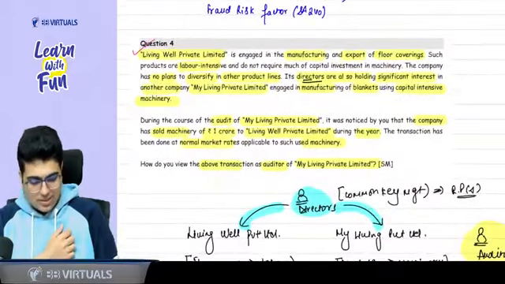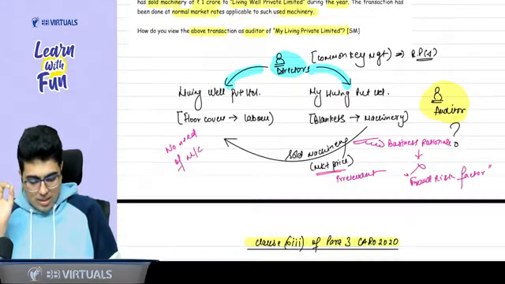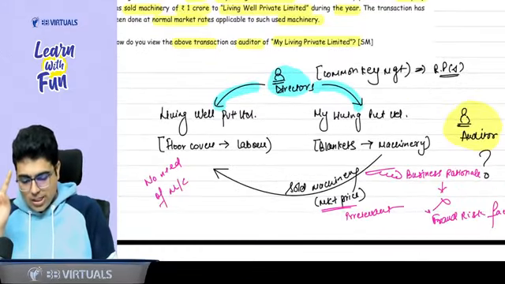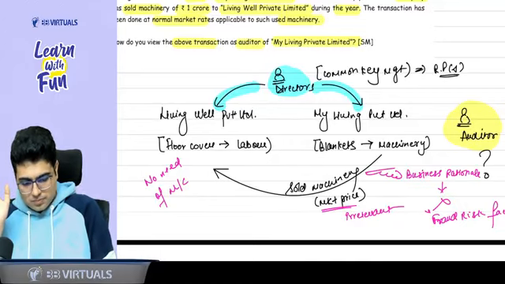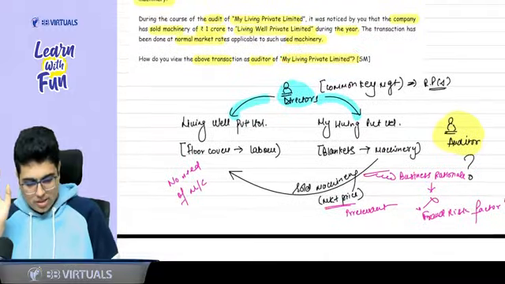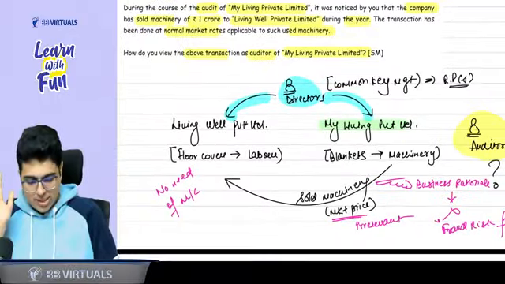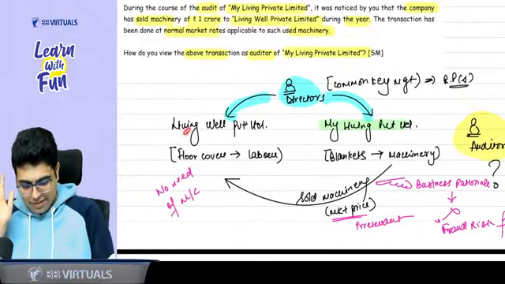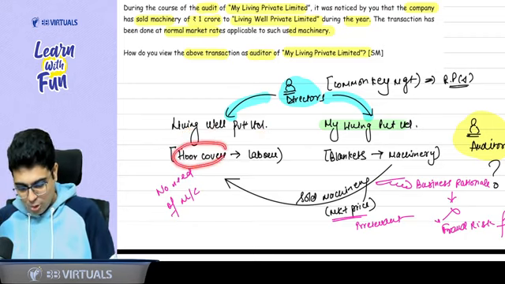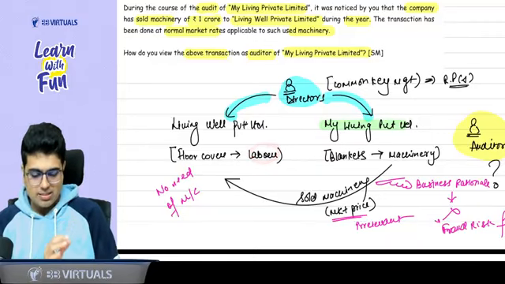Let's do one question of ICAI study material. In your question bank, it is question number 4. Let's understand with an example. So there are two entities. We are the auditor of My Living Private Limited. Now understand, there are two entities. Living Well Private Limited, what does it do? It manufactures floor covers, carpets, using a labor intensive business.